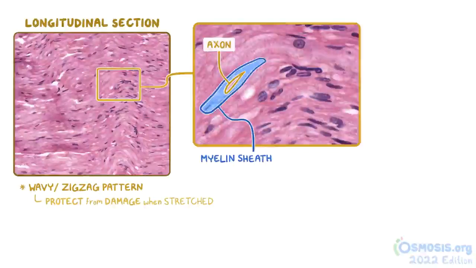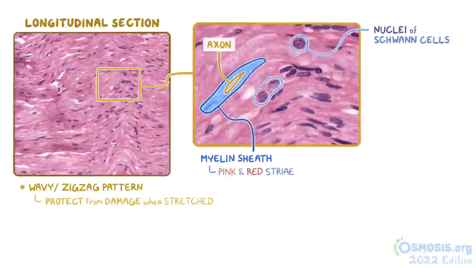With an H&E stain, the myelin sheaths have pink and red stripes or striae along the upper and lower portions of each nerve fiber. The nuclei of Schwann cells can be identified by their round or oval appearance, while the nuclei of fibroblasts typically have a more elongated shape.